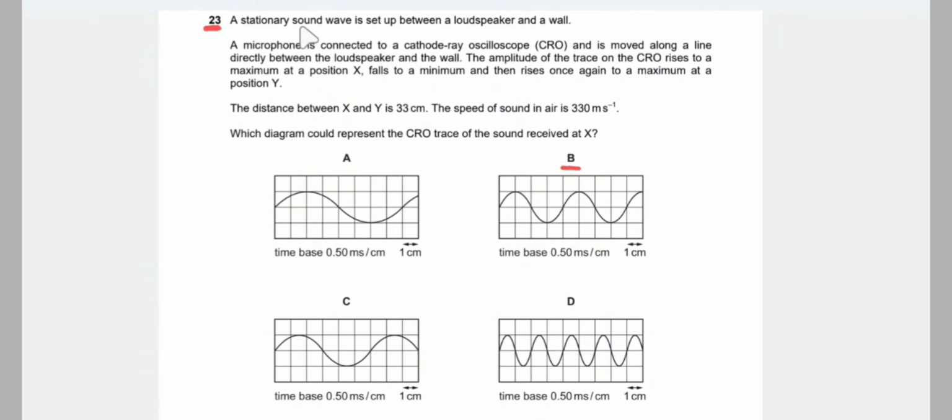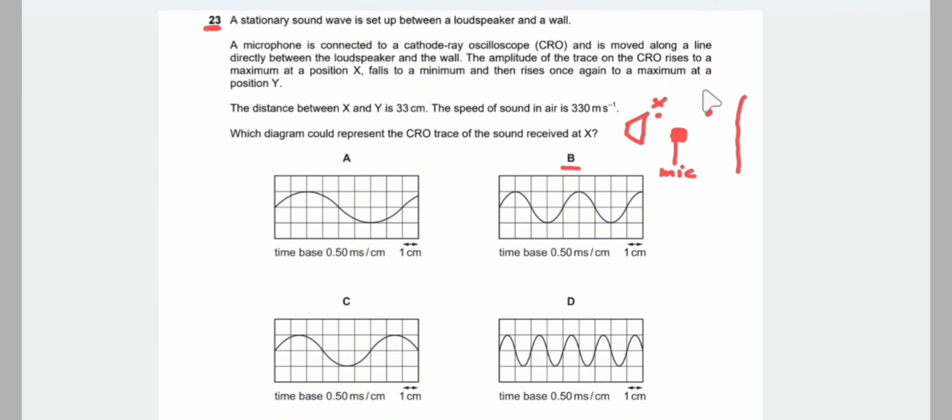For question number 23, a stationary sound wave is set up between a loudspeaker and a wall. So let's suppose this is our loudspeaker and this is the wall, and in between the loudspeaker and the wall, the stationary wave is set up. A microphone connected to a cathode ray oscilloscope is moved along a line directly between the loudspeaker and the wall. So suppose this is our microphone. This mic is connected and is moved between the speaker and the wall. The amplitude of the trace on the CRO rises to a maximum at position X, and falls to a minimum and then rises once again to a maximum at position Y.